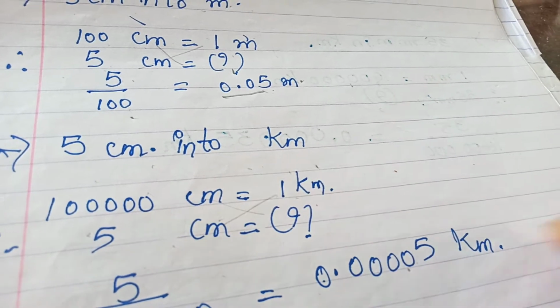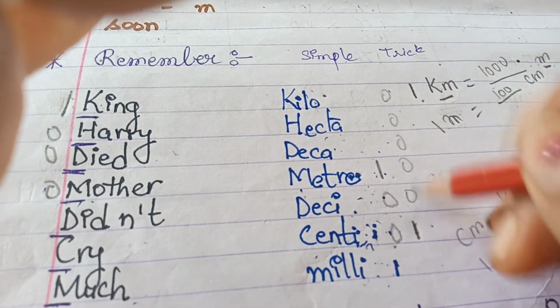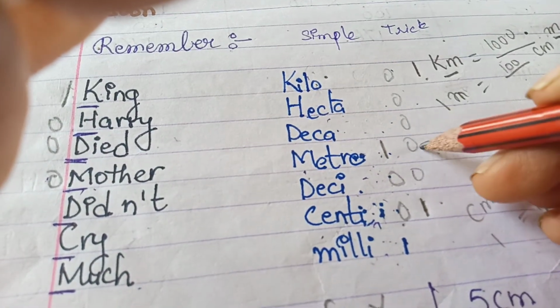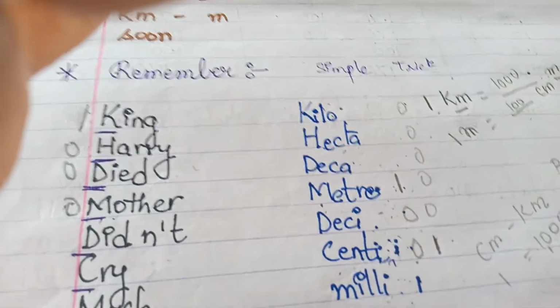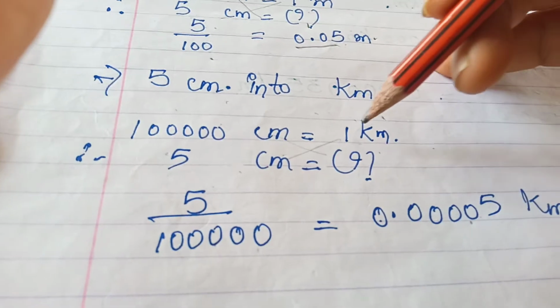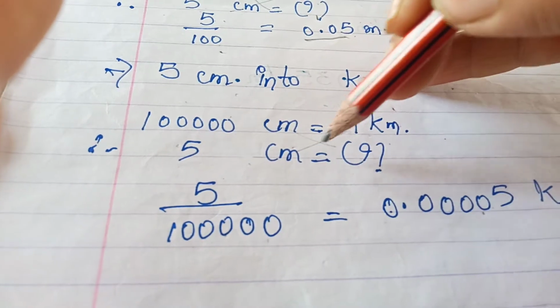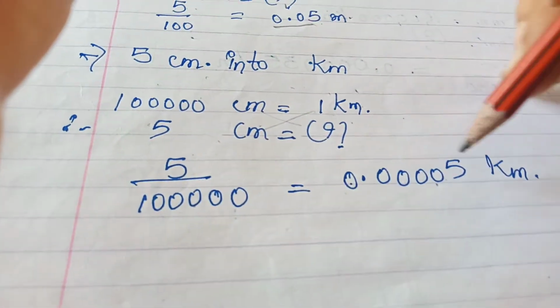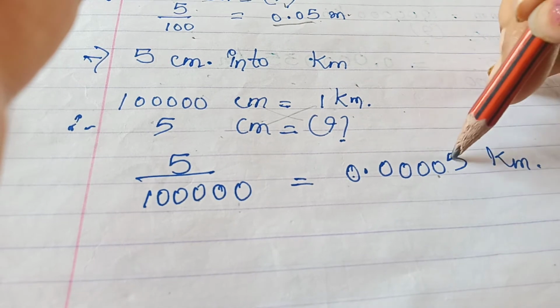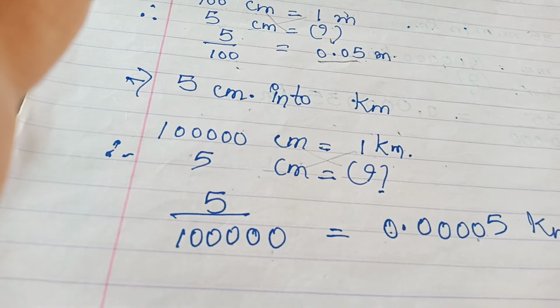Okay, now next is 5 centimeter into kilometer. So how to convert into kilometer? See here in this table we have to convert 1 centimeter into kilometer. So how many zeros? 1, 2, 3, 4 and 5. So 1 lakh. So 1 lakh centimeters is equal to 1 kilometer. Therefore 5 centimeters is equal to how much? So 5 upon 1 lakh, so 0.00005 kilometer. Now in the next class we will start the third question.